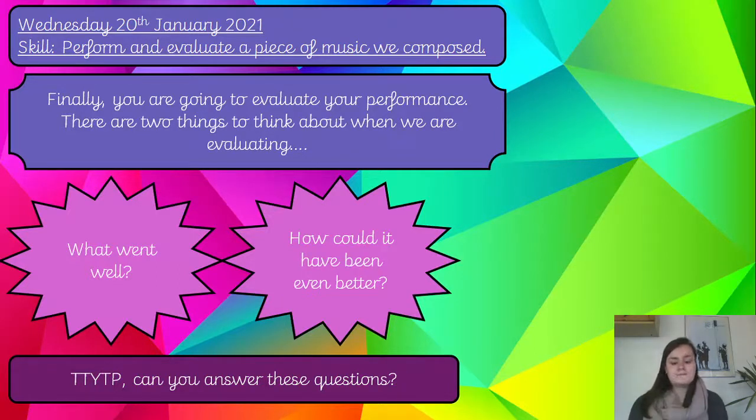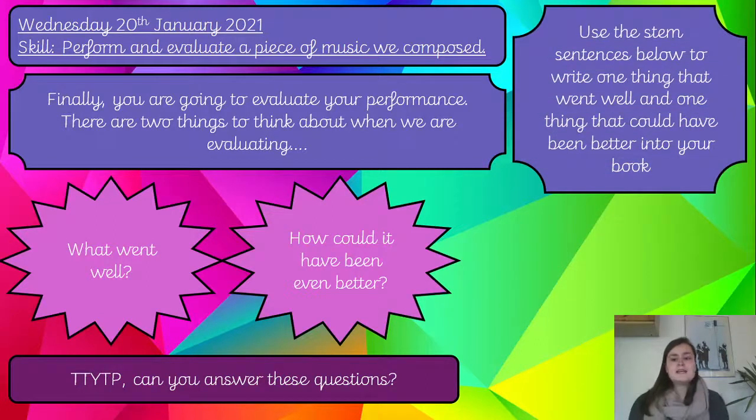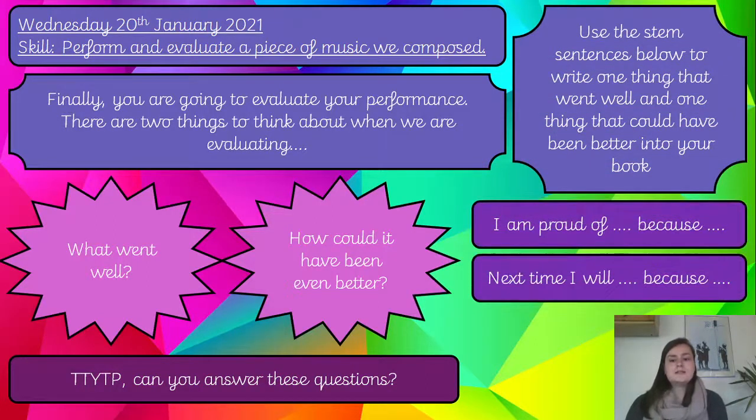Once you've answered that, you can use these STEM sentences to write into your catch-up book underneath today's skill. One thing that went well: "I am proud of something because," and a little explanation. And one thing that could have been even better: "Next time I will practice outside because it might make a different sound," for example. Into your book, so you've evaluated. So of course you need to do your evaluation after you've done your rehearsal and your performance, just like we would when we're in school.